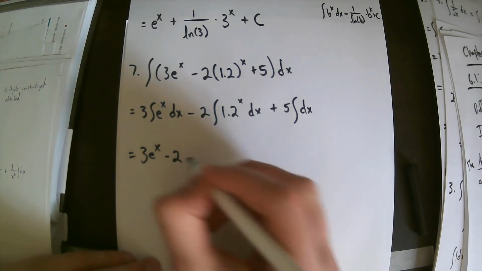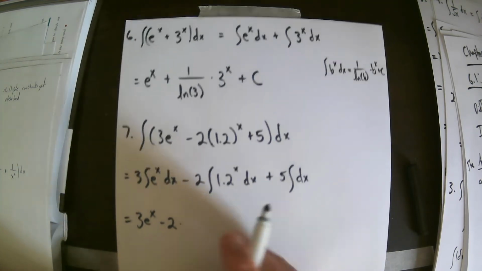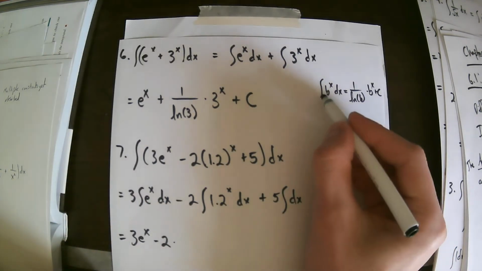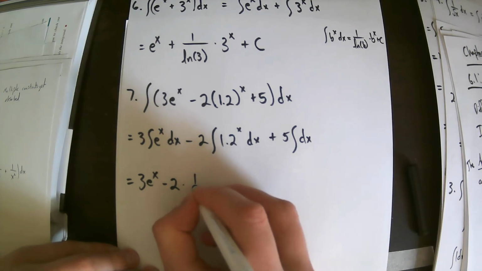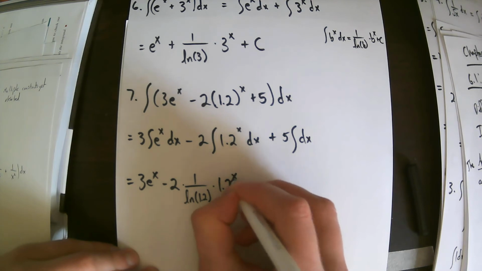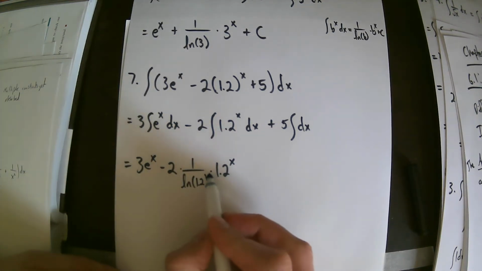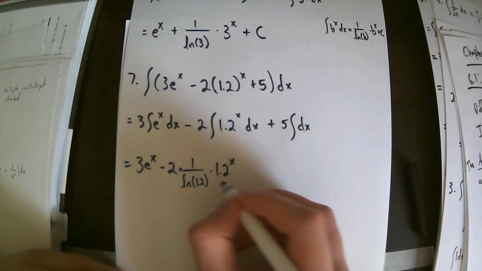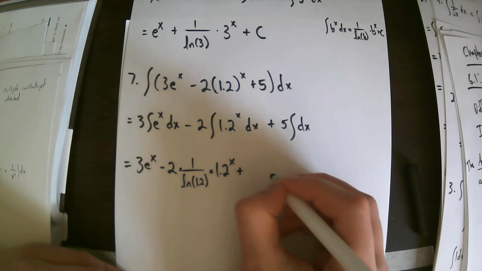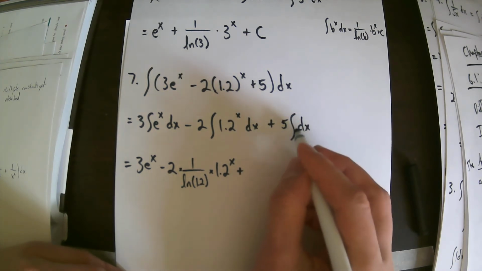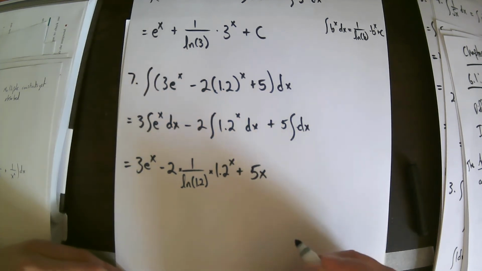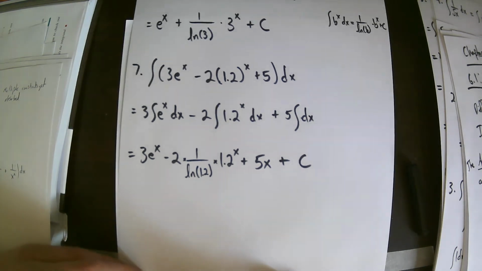Then minus 2 times, now I'm going to use this rule here for integral of 1.2 to the x. So b is 1.2 here, so I'm going to have 1 over ln of 1.2, then times the original function, 1.2 to the x. This is a decimal point. And then plus integral of just 1 dx is x, so I'm going to have 5 times x, and then at the very end my plus c for my constants.